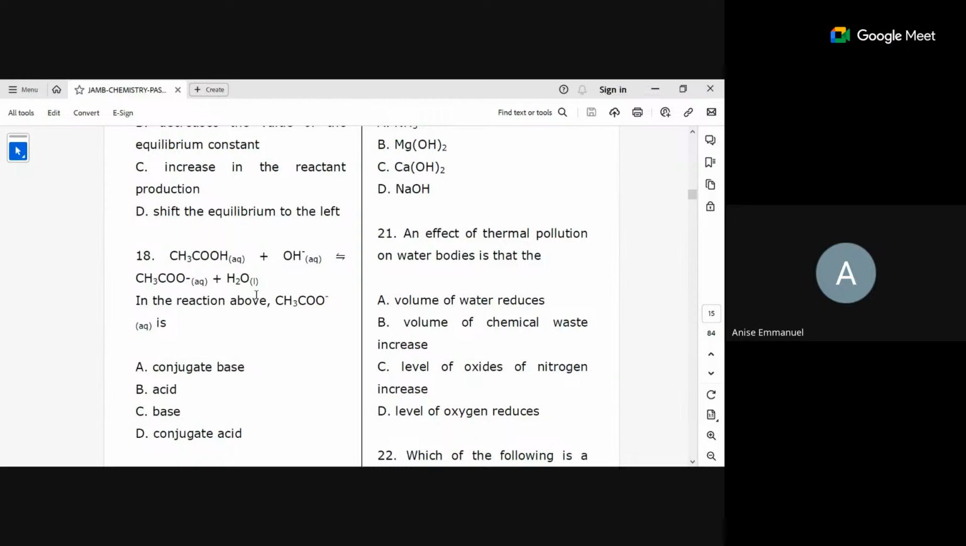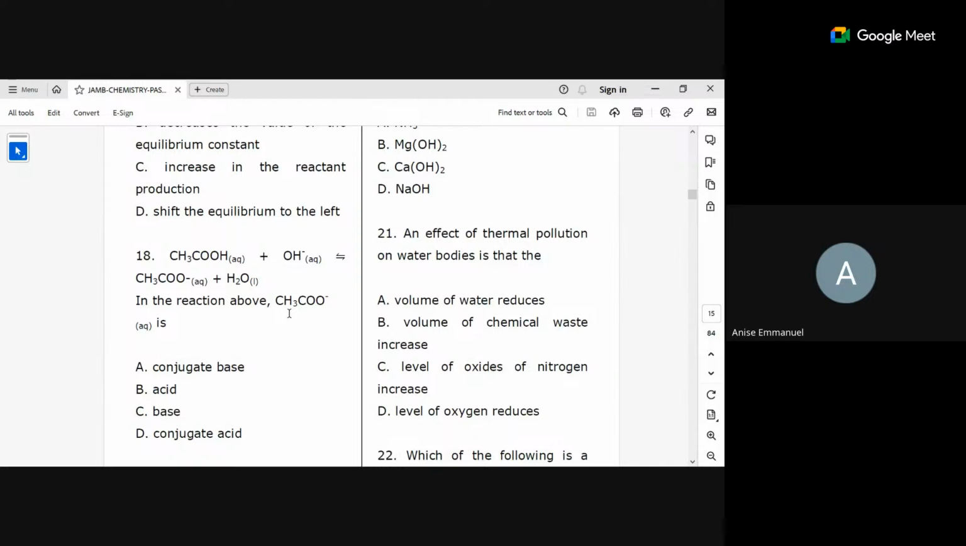So in the reaction above, which is this, CH3COO⁻ (aq) is what? Let me explain. We will answer this question together. It's very simple. It's a conjugate here, so it is either a conjugate acid or a conjugate base. For us to know, we have to dissociate.